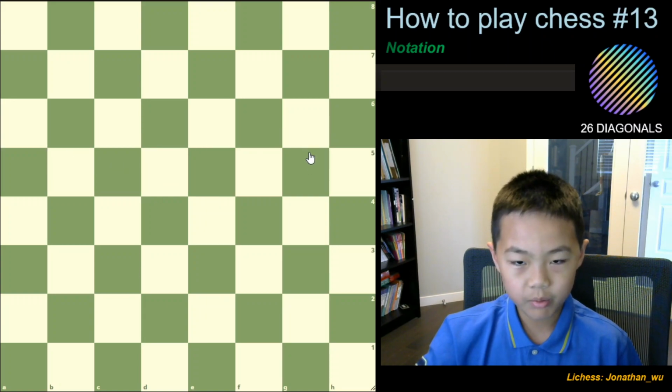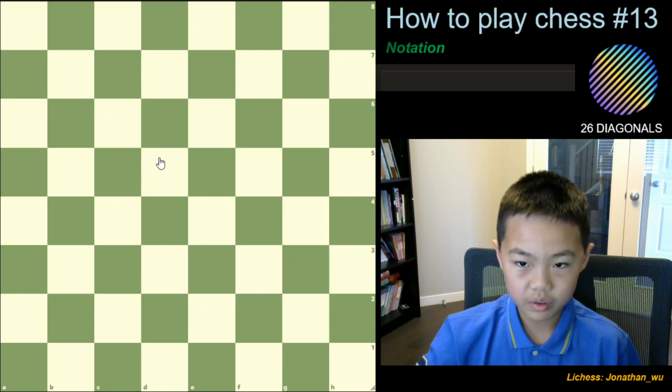A good way to practice this is with your chess website. I would use Lichess. You go into settings and then you see coordinates, and then you can practice it so you can get used to it.